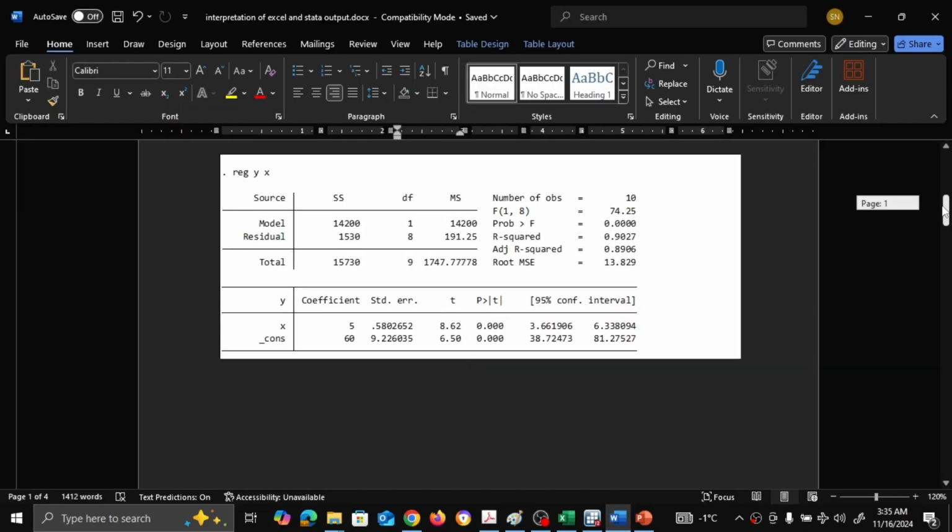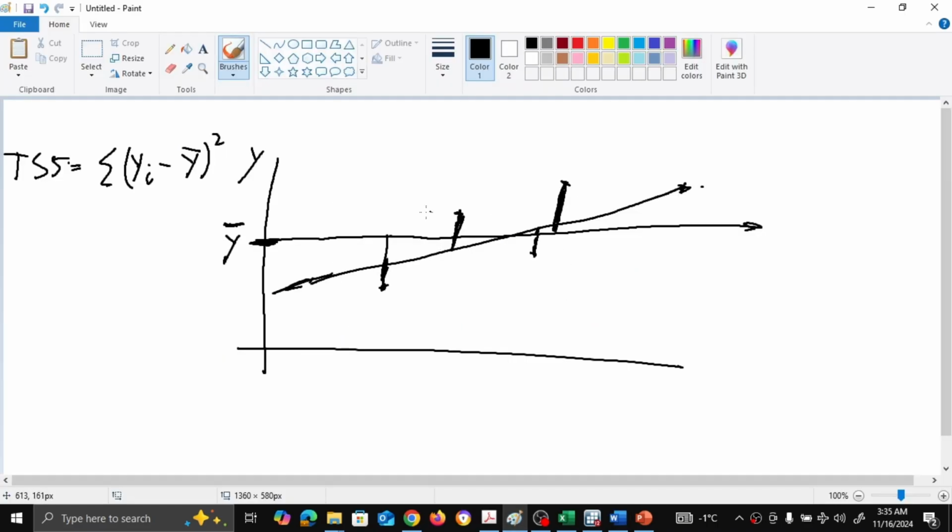Then, if we move on, there's this MS, mean squared total. Now what does this mean? This is basically, I divide this SS by the degrees of freedom. So the SS total, the sum of squares total, divided by the degrees of freedom, which is 9, is equal to this. Why is there 9 degrees of freedom? 9 because there's 10 observations and I subtract 1.